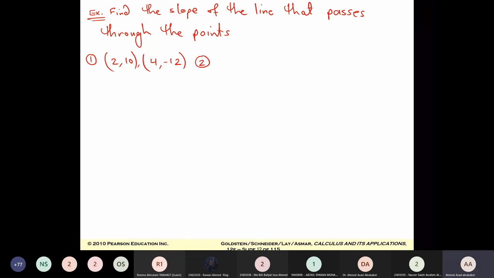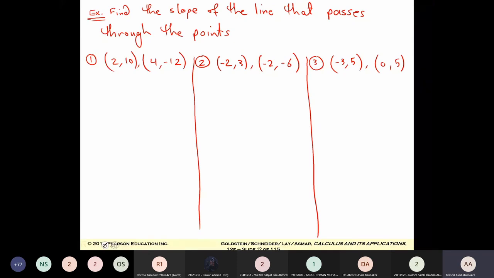Number 2, (-2, 3). The second point, (-2, -6). Number 3, (-3, 5) and (0, 5). Okay, so we have 3 pairs of points on the line, and we need to find the slope of the line.